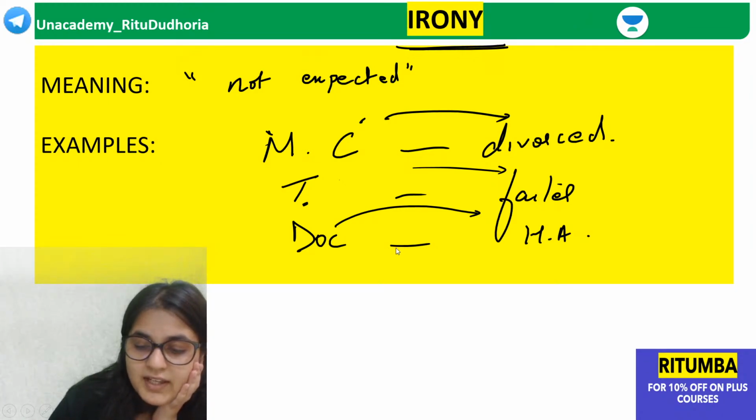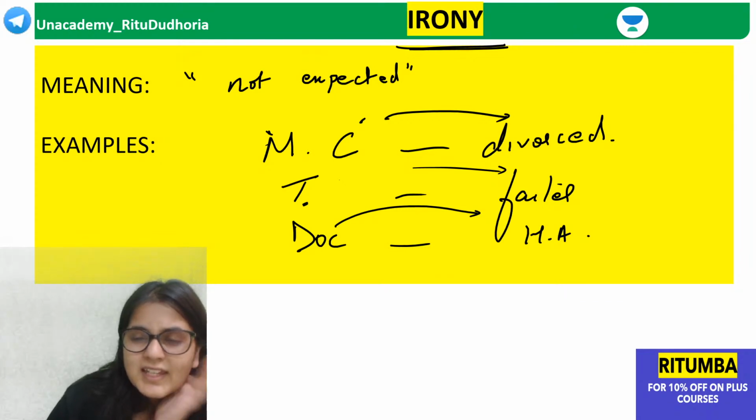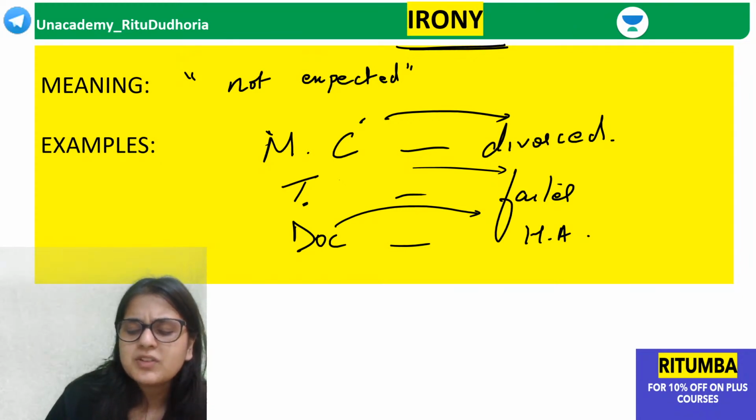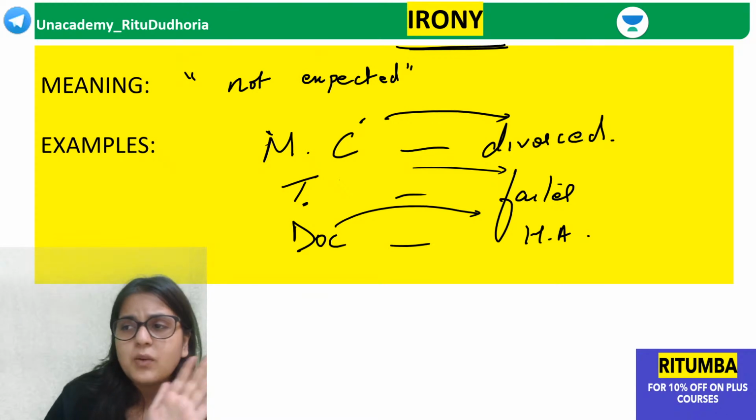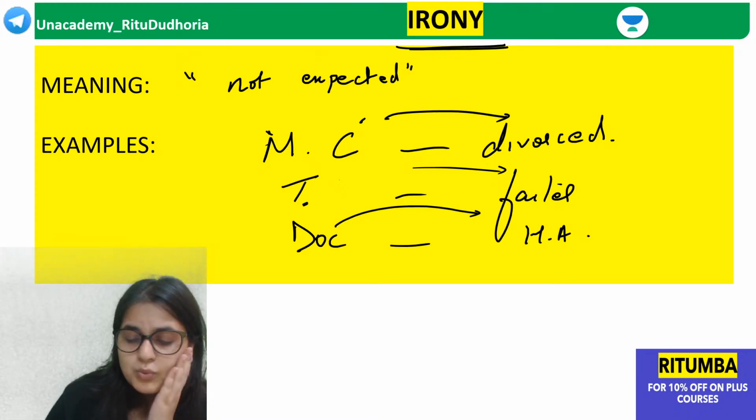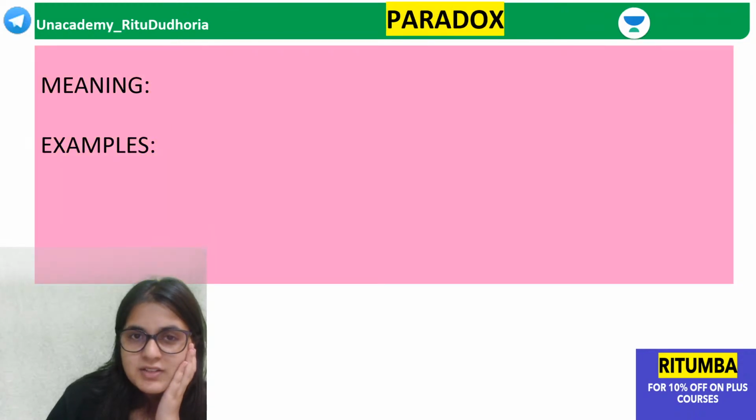Yes or no? Got it down, guys? Anything. You wouldn't expect that to happen to this person. You wouldn't expect that to happen to you. So that becomes an ironical situation. Clear? Okay, come on. Let's go to the next one.